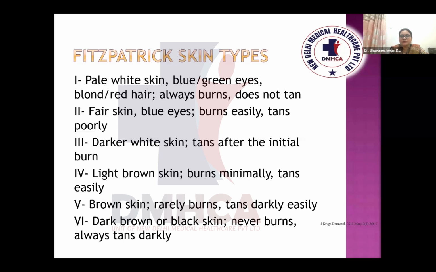Type 4 and 5, mostly Indian skin is of type 4. It is light brown skin. It burns minimally and tans easily. So easy tanning is common. Type 5 is brown skin. It rarely burns, tans darkly and easily. And type 6 is dark brown or black skin. It never burns and always tans. So these are the 6 types of Fitzpatrick skin classification. We should know, before setting the parameters of laser, the color of hair, the color of skin, and the thickness of hair. These parameters we have to assess visibly.